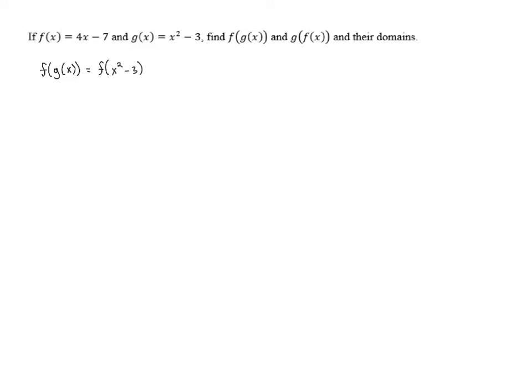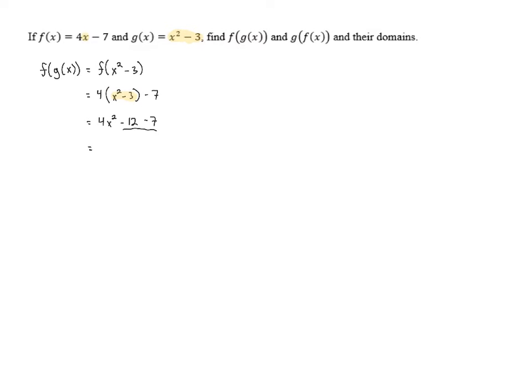Now, f is a function that multiplies the input by 4 and subtracts 7, so we need to multiply x squared minus 3 by 4 and subtract 7. We are taking our value of g of x, x squared minus 3, and we're substituting it in to f of x. Wherever we see an x, our input instead is going to be x squared minus 3. Now, to simplify this, we can distribute the 4. That gives us 4x squared minus 12 minus 7.